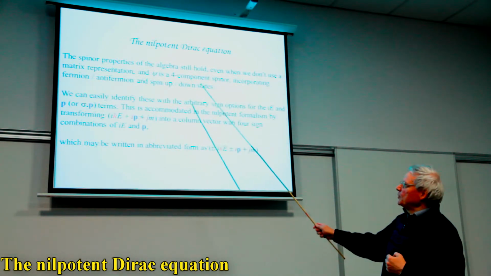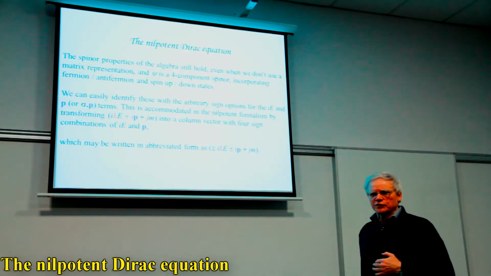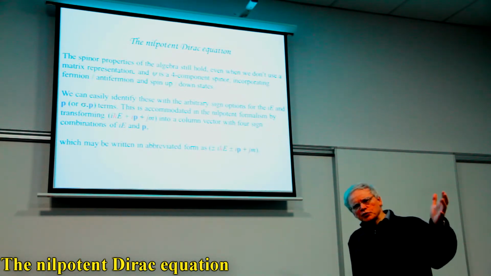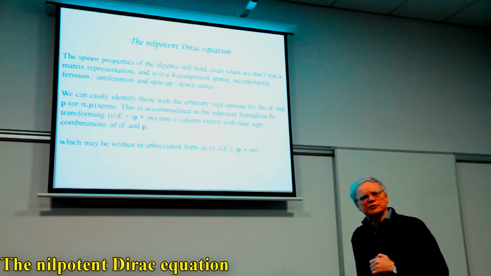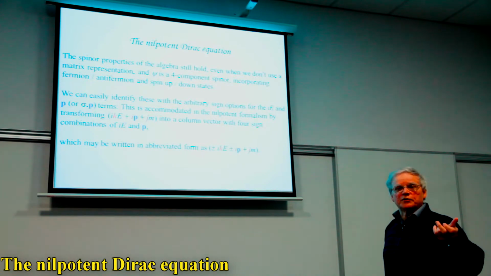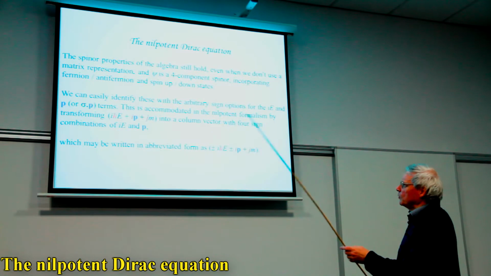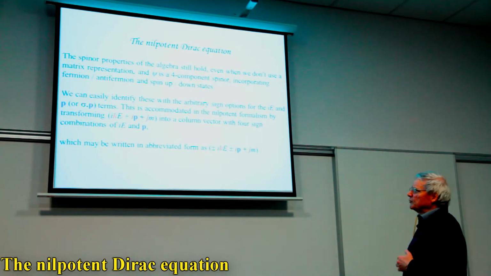Now, the spinor properties of the algebra still hold, even if we don't use a matrix representation. The matrix representation is useful for getting us to the spinor properties, but it isn't exclusive to them. It still must be a spinor whether there's a matrix there or not. And psi is going to be a four-component spinor with Fermi and anti-Fermi and spin up, spin down.